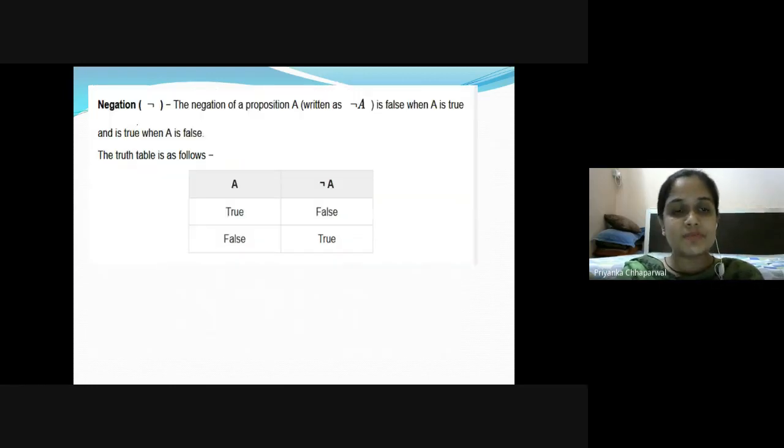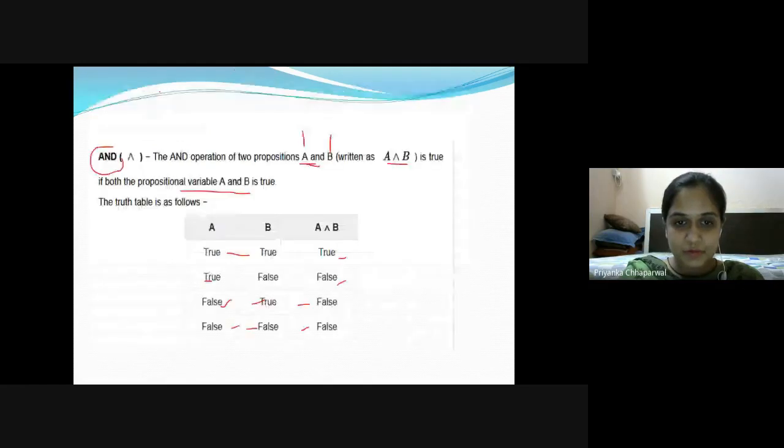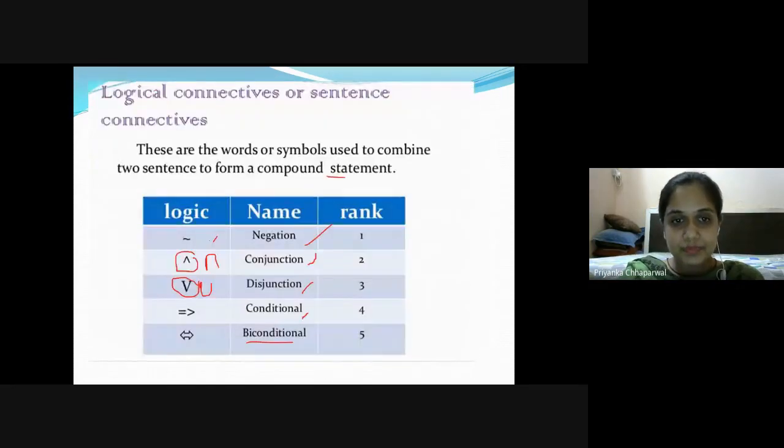Then negation. Negation of proposition A is false when A is true and is true when A is false. Okay, for negation we want only one variable. We have only one variable A, so the possible value of A is either true or false. Negation is just the right opposite of this, means not. It is also known as NOT. Sometimes it is denoted like this and sometimes like this, as I told you in the last slide. Okay, it is the sign of negation.